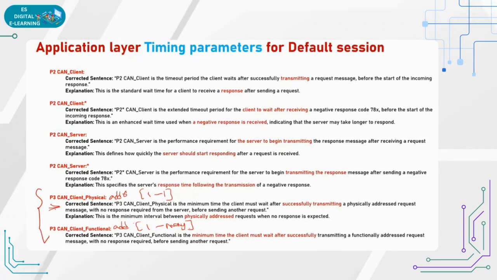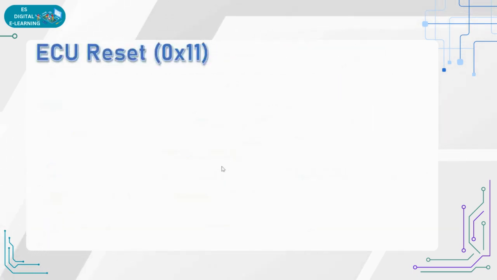It will be the P3, and this will be the P2 CAN server and P2* server and P2 CAN. Okay, so these are the timing parameters that are crucially followed in diagnostics. You can go through these slides. Once I'll share them with you. It is the same points whatever we did discuss.